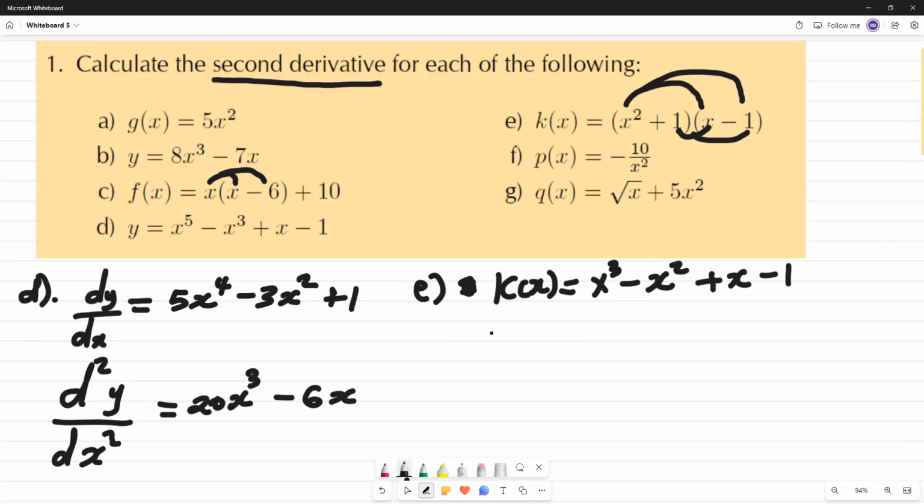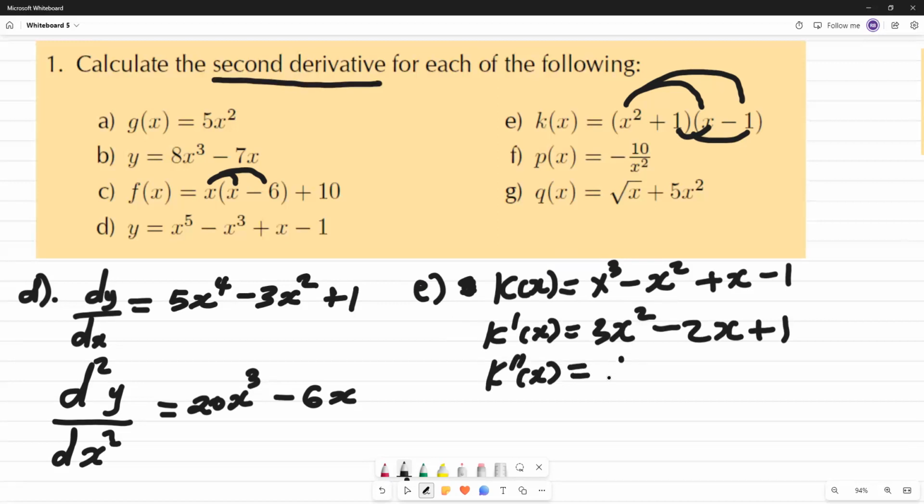So now I need to differentiate this. The first derivative is going to be 3x squared minus 2x plus 1. Now I need to do the second derivative, which is 2 primes, which is 6x minus 2. Perfect. Now we're going to do f and g.